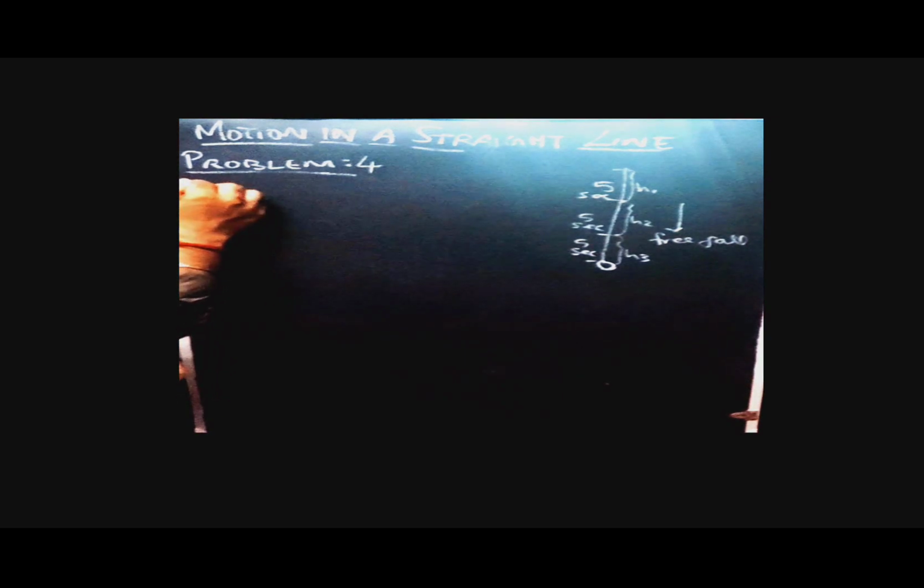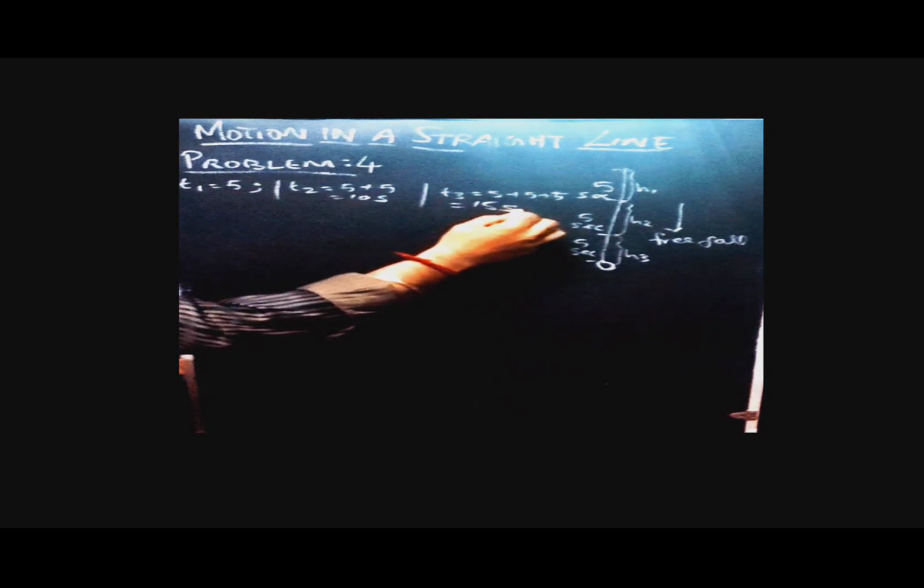So now we are going to incorporate those things in the problem. t1 is equal to 5 seconds. Second, t2 is equal to 5 plus 5, which is equal to 10 seconds. Whereas t3 is equal to 5 plus 5 plus 5, so totally it is 15 seconds. These are the inferences we are obtaining from the question which is given to us.